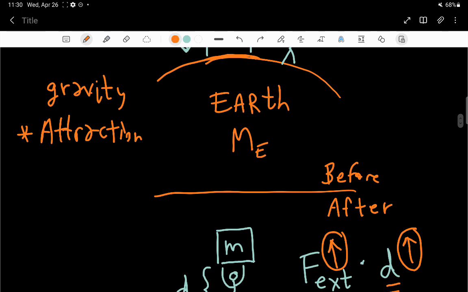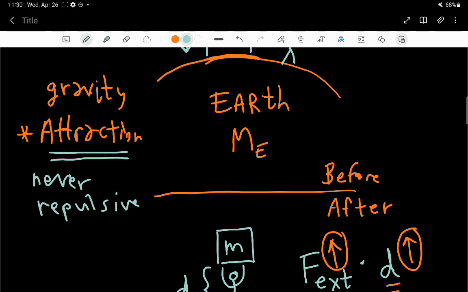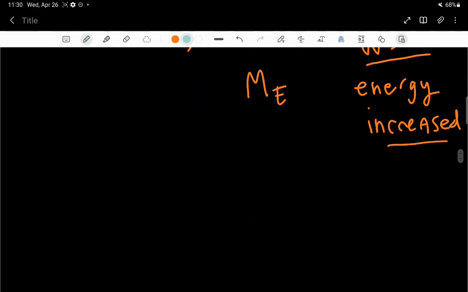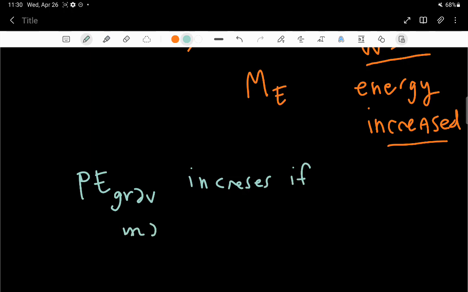All right. So a key issue that's going on is the fact that gravity is attractive. It is never repulsive. So what this means is gravitational potential energy only ever increases if masses are forced further apart.